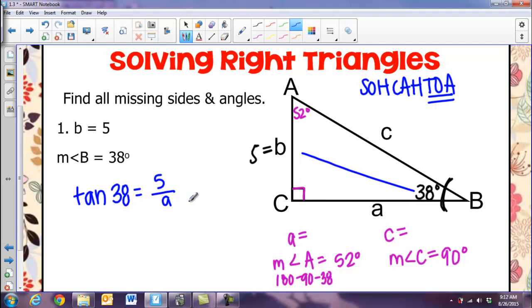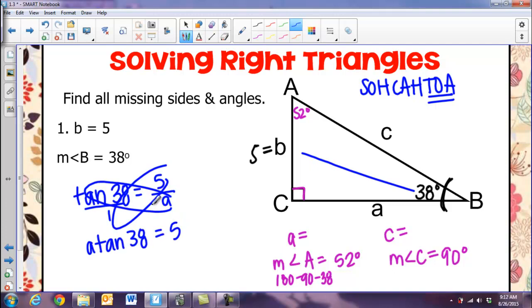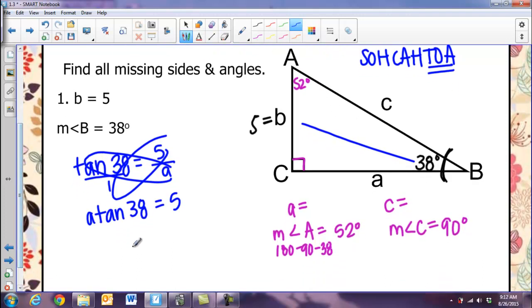And now I'm going to have to figure out what this answer is. So when you are solving these things, you can solve this as a proportion, and you can flip-flop these guys. So then we have, if I cross multiply and solve here, I would have a times the tangent of 38 equals 5. So if I wanted to solve this for just a, I divide both sides by the tangent of 38.